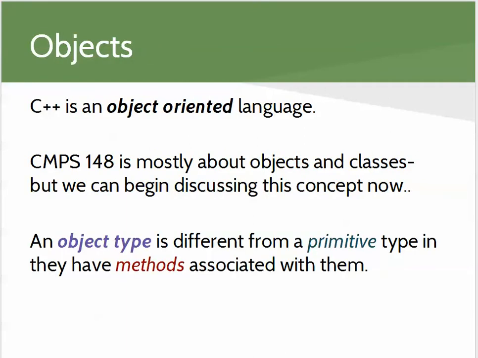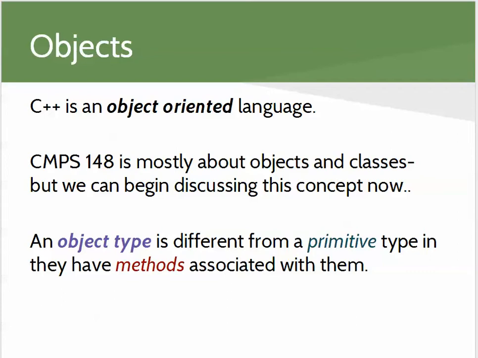So as I said, C++ is an object-oriented language, so we need to really understand what an object is. An object type is fundamentally different than a primitive type. Primitives are things like integers, characters, floats, doubles, booleans, all of the standard data types. They're called primitive for two reasons. One is that they're sort of native to the C++ language. They're built in, they're fundamentally parts of the language. They're keywords. Their data types are keywords.